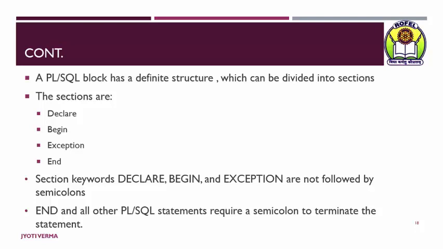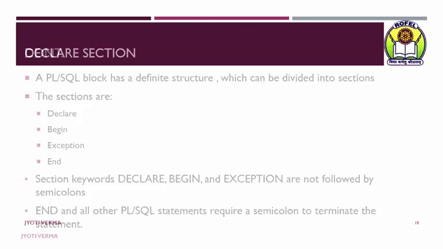That means the first section is named declare, the second section is named begin, and the third section is named exception. Remember that the names of the sections are never terminated with a semicolon. The only thing is that the end section is terminated by a semicolon.